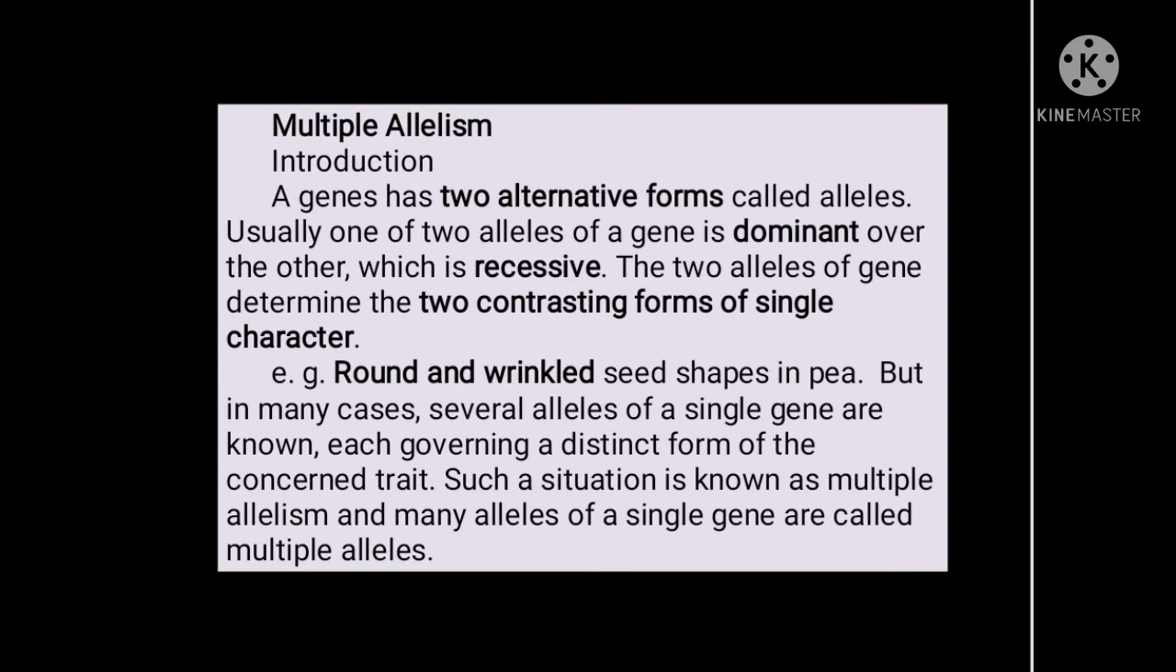A gene has two alternative forms called alleles. Usually, one of the two alleles of a gene is dominant over the other, which is recessive. The two alleles of a gene determine the two contrasting forms of a single character, for example, round and wrinkled seed shape in a pea. But in many cases, several alleles of a single gene are known, each governing a distinct form of the concerned trait. Such a situation is known as multiple allelism, and the many alleles of a single gene are called multiple alleles.